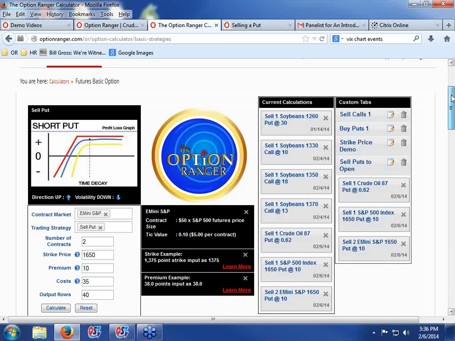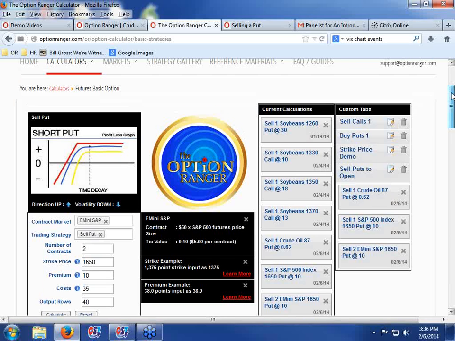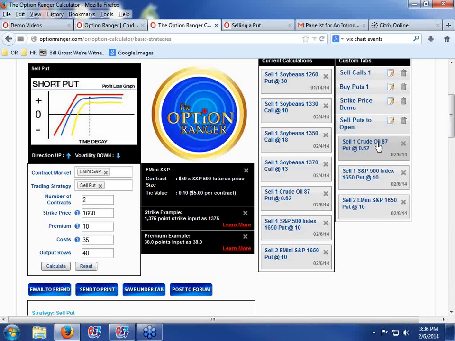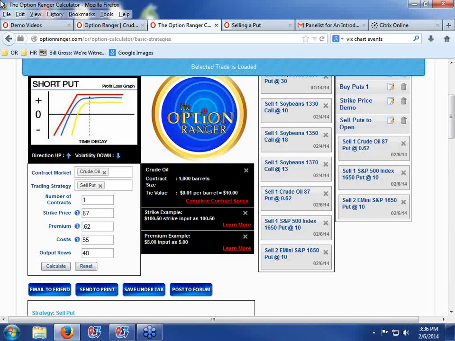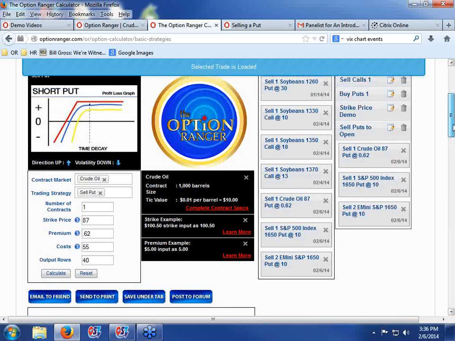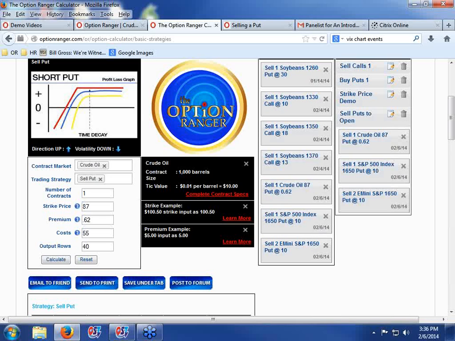Whenever we input a trade, and in this case, let's go ahead and start out with the crude oil market. The way to input a trade here, and we have a demo on how to do it, is we input the crude oil market, selling a put at 87, for a premium of 62 points. Like any good business, we input a cost factor, a default cost factor, and as this information gets input, you will see that all of these boxes open up.